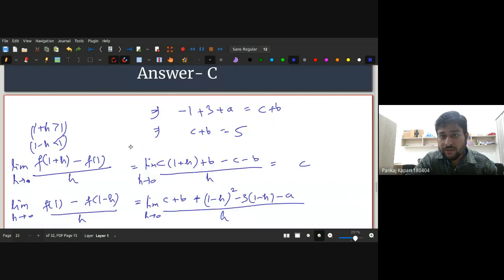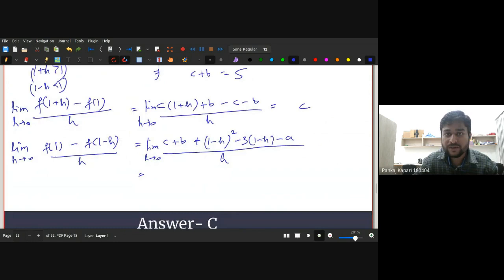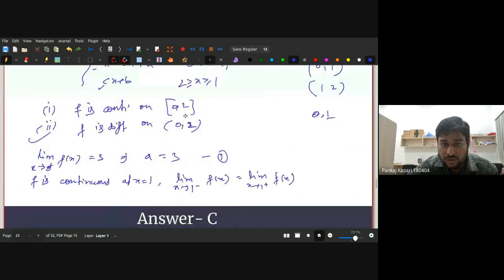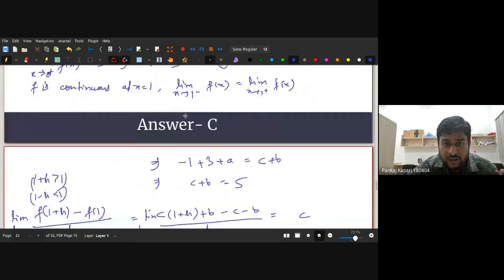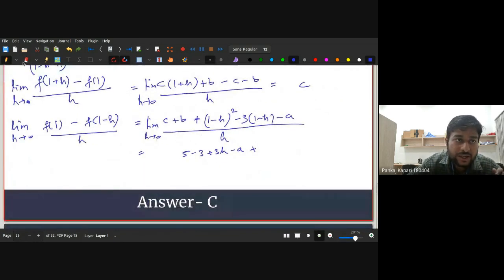You can see that we have already found the value of c plus b, right? c plus b is 5. So we can just put c plus b to be 5. And then we'll have minus 3 plus 3 times h and minus a plus. So do we have the value of a? We also have the value of a. a is equal to 3. So instead of a, we'll just write 3.